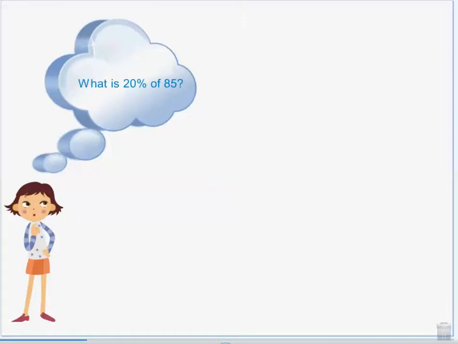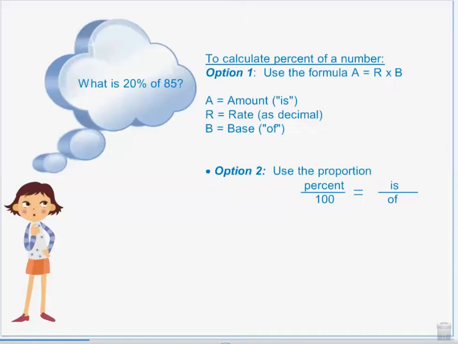To calculate the percent of a number, we're going to look at two different options. The first option uses the formula A equals R times B, where A is the amount, R is the rate written as a decimal, and B is the base. When we're looking for the amount, it's usually attached to the word is, and the base is attached to the word of. So if I want to use the formula A equals R times B to solve this problem, I want to find the amount. I know the rate is 20% and the base is 85.